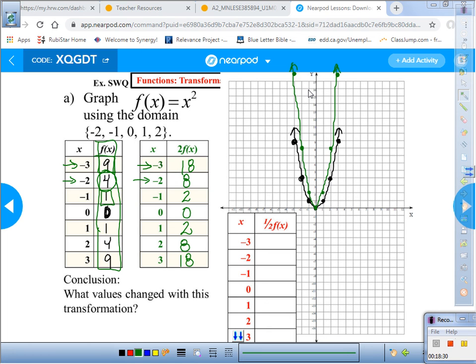Maybe it's not going to be nice and pretty like mine, but try. All right.